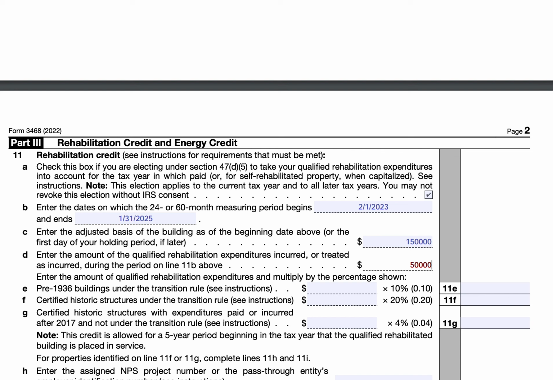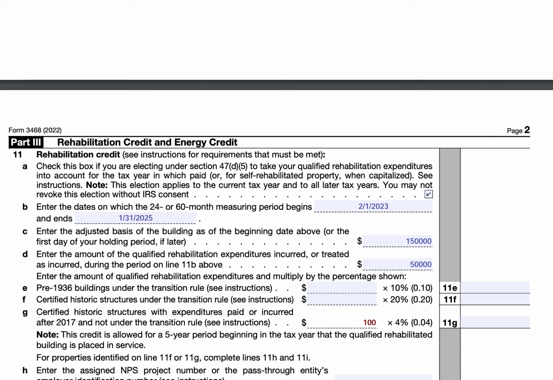So those tell us which tax credits we'll be eligible for. It could be 10% of costs, 20% for certified historic buildings, and then certified historic structures after 2017 not subject to the transition rule would be 4%. So we'll say that we spent $100,000 on a project after 2017. That means our tax credit would be $4,000.